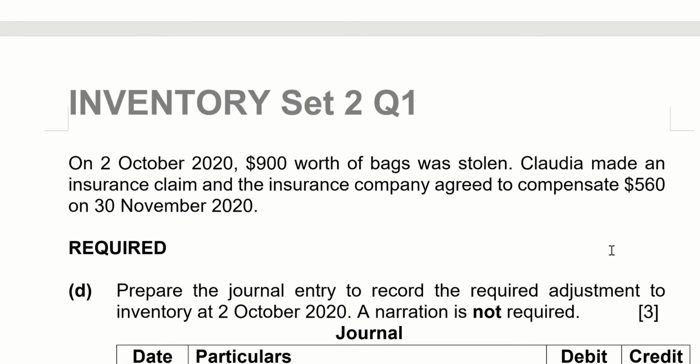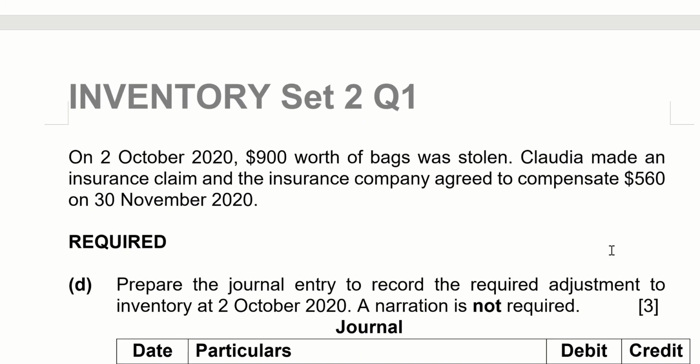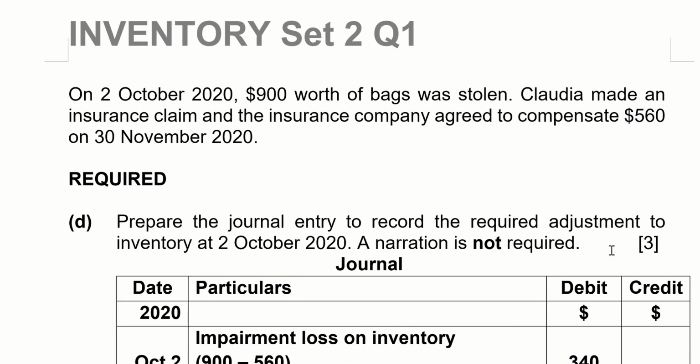What is the next question? The next question tells you that, okay, so this is 1st of October. On 2nd of October, $900 worth of bags was stolen. Claudia made an insurance claim and the insurance company agreed to compensate $560 on 30th of November. And they asked you to prepare the journal entry to record the required adjustment.